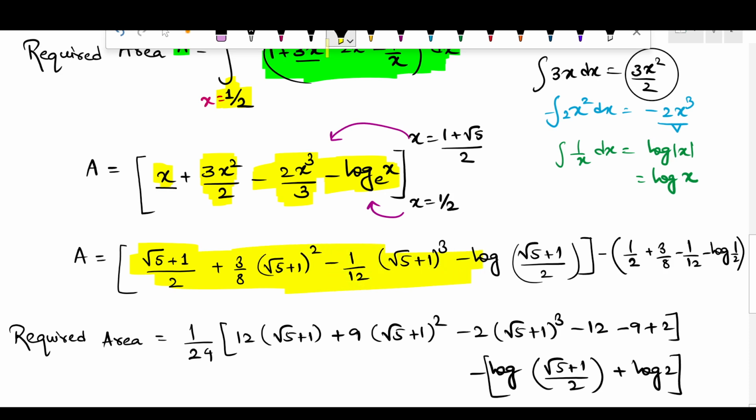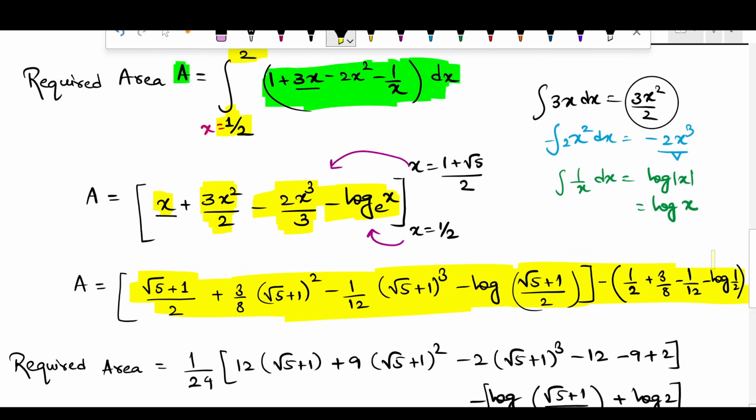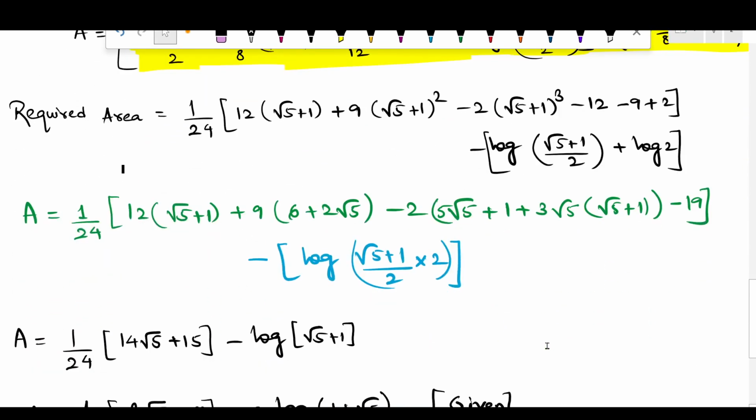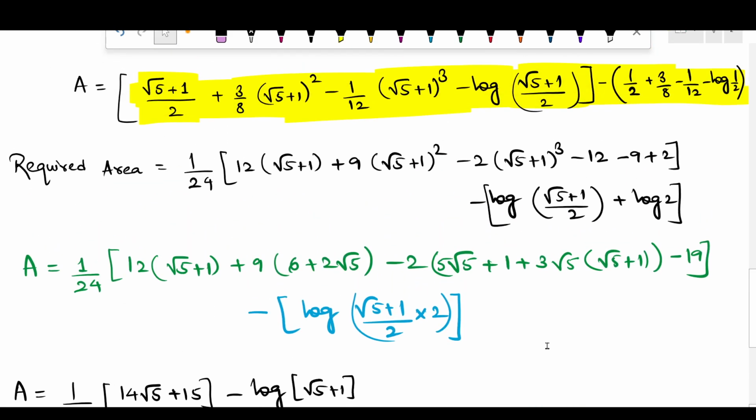I hope this step is clear to all of you, right? And then we calculate this. You can check here. We can calculate this. We take out the LCM as 1 by 24 and we solve this. Right? Minus the lower limit. Okay. Then you have the area as this.